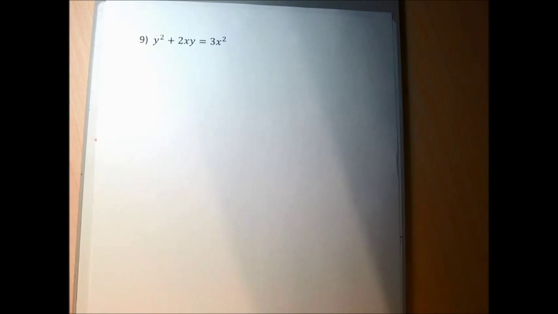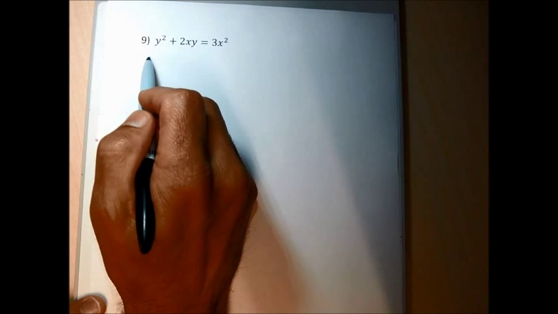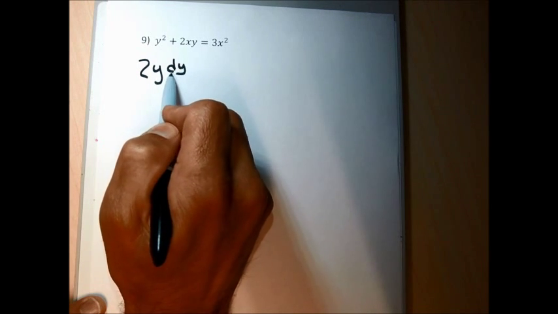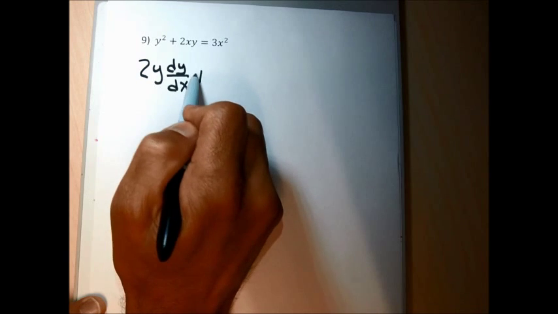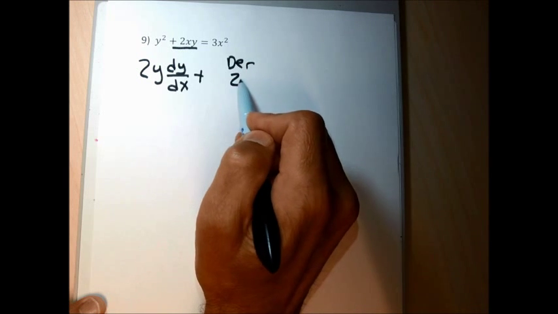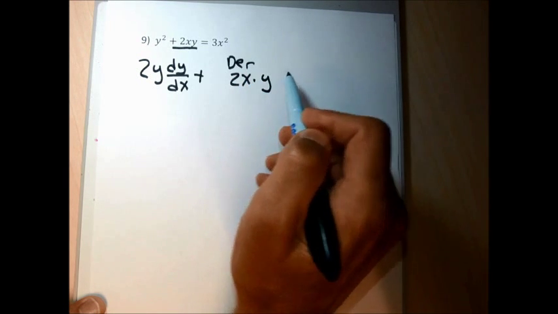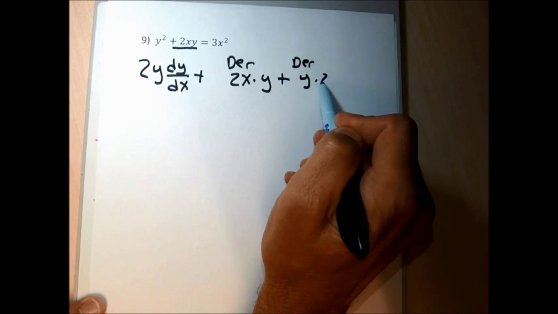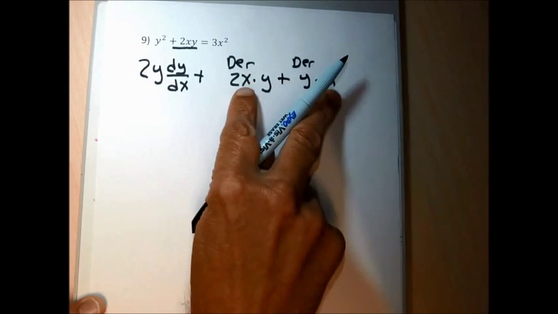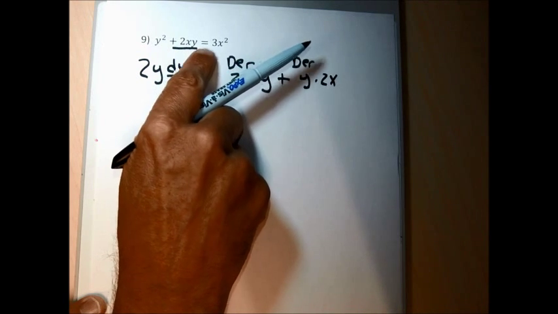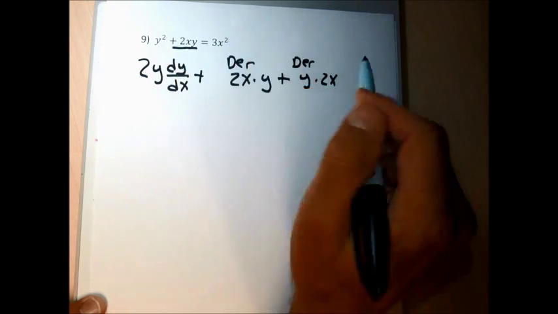Last, in implicit differentiation. Oh, we still have more problems than I thought. The derivative of y squared is 2y. Because I took a derivative with a y, I have to tack on a dy/dx. To do the derivative of 2xy, I need the product rule. I'm going to do the derivative of 2x times the y term, plus the derivative of y times the 2x unchanged. So that's not done with the derivative, but that's how I'm going to do the derivative of that using the product rule. And then to the right of the equal sign, the derivative of 3x squared is 6x.